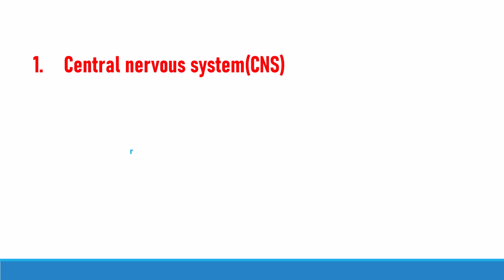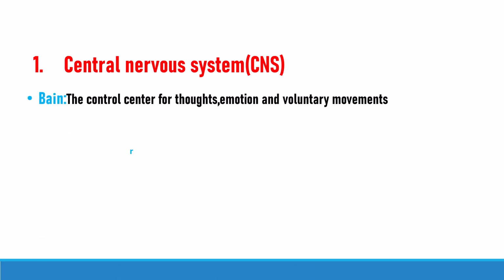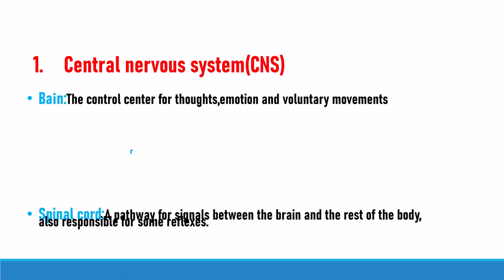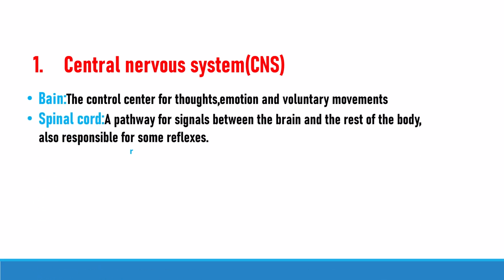Central nervous system, CNS. The central nervous system consists of the brain and the spinal cord. Brain: the control center for thought, emotion and voluntary movements. Spinal cord: a pathway for signals between the brain and the rest of the body, also responsible for some reflexes.